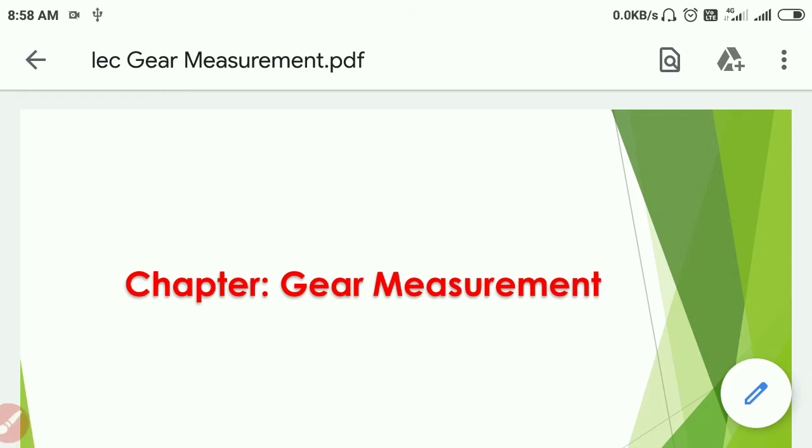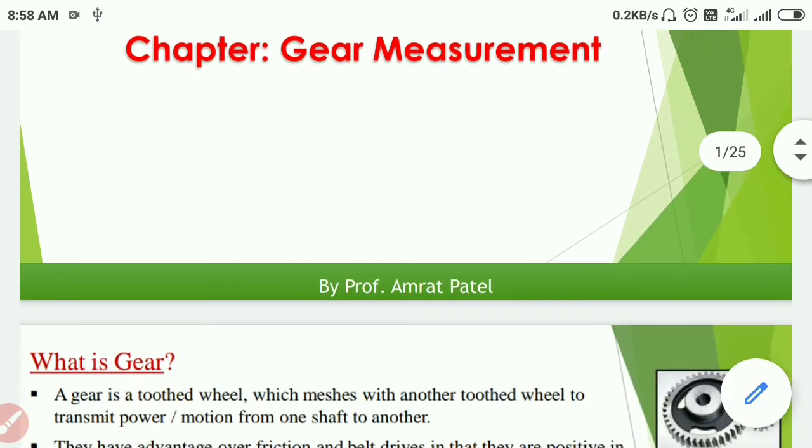Hello friends, now we are starting a new chapter, that is gear measurement. Before starting, let's understand what is gear.